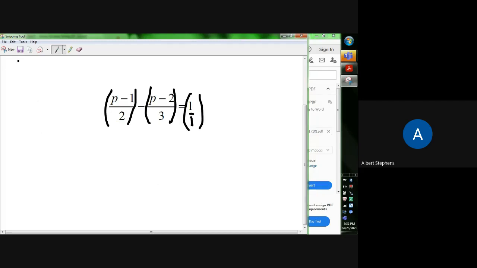So the instruction was said to solve, but the question we did before would have said to what? To simplify. Solve for P. So we bracket each term, and what we do is find the LCM. The LCM of 2, 3, and 1 is, as you can tell, 6, right? So when you find the LCM, you multiply each bracket by the LCM.